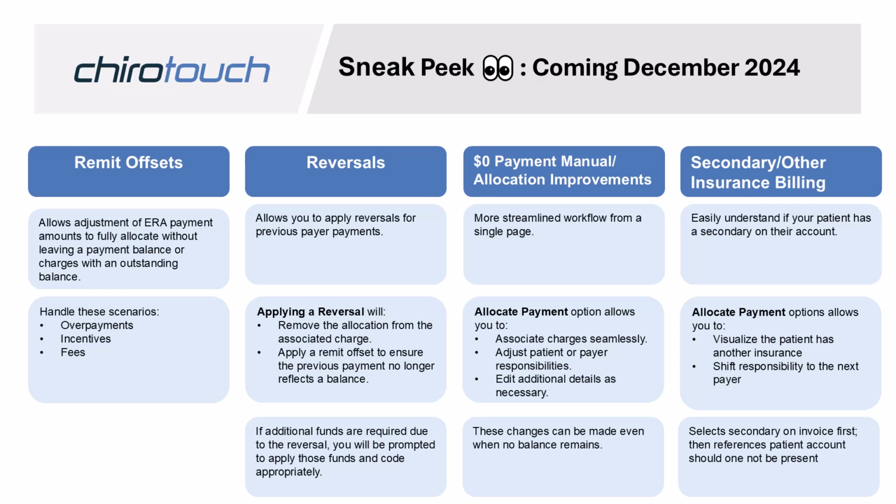And you might have heard me refer to this a couple times. This is supposed to change the flow of how you handle your payments in the system. And so you're going to be given an option to add more money or remove money from a remit or an EOB in order to balance it out appropriately. So that includes overpayments, incentives, fees, things like that, to be able to balance them out. So I'm going to show that off really quick for you.